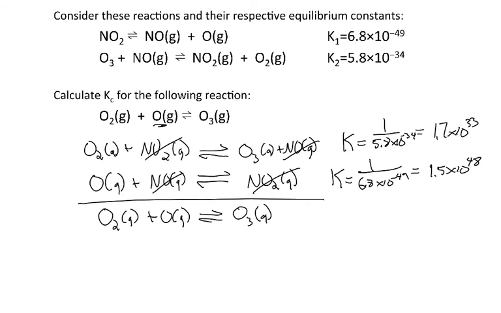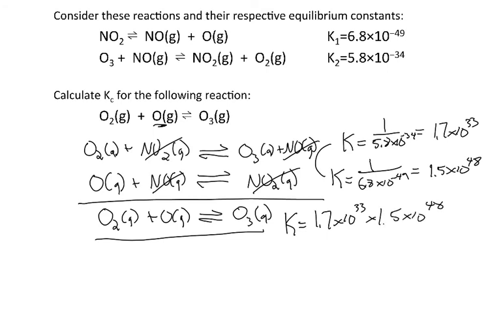So to get the equilibrium constant for this reaction, where I've added the first two together, I just need to multiply their equilibrium constants. So the K for this reaction is 1.7 times 10 to the 33 times 1.5 times 10 to the 48. And so I get the equilibrium constant to be 2.6 times 10 to the 81.